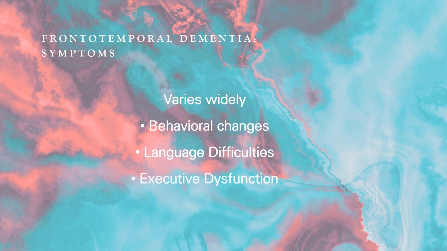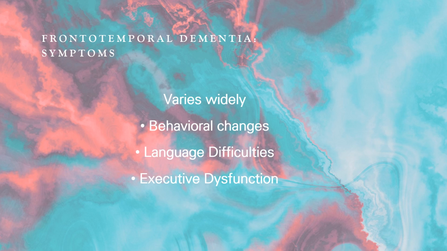Executive dysfunction refers to difficulties with planning, organizing, and problem solving, as well as decision making, and this may lead to impaired judgment, making poor decisions, or engaging in risky behaviors, difficulty with multitasking or completing tasks, and inflexibility. They may demonstrate resistance to changes in routine or difficulty adapting to new situations, and anosognosia, which is lack of insight into one's own condition. The individual may be unaware of or deny changes in behavior or cognitive function.